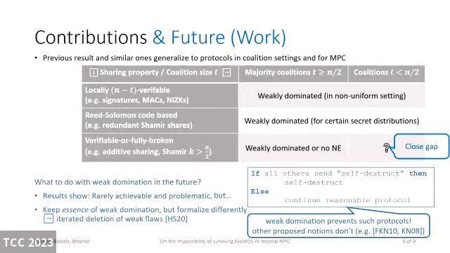And therefore, we are currently looking into new notions which keep the essence of weak domination, but formalize it in a different way. One such notion was proposed by Hillas and Samet three years ago, and it's named iterated deletion of weak flaws. And now that really concludes my talk. Thanks for your attention.